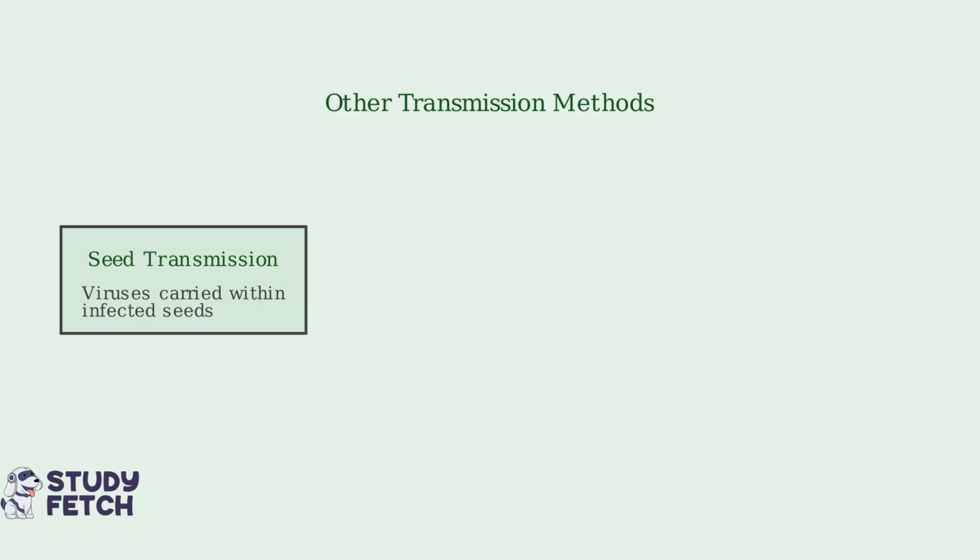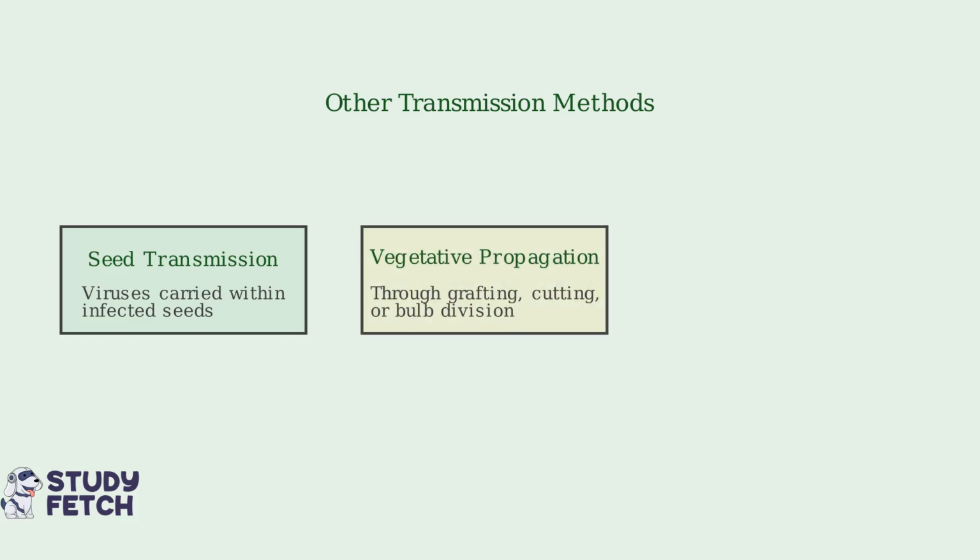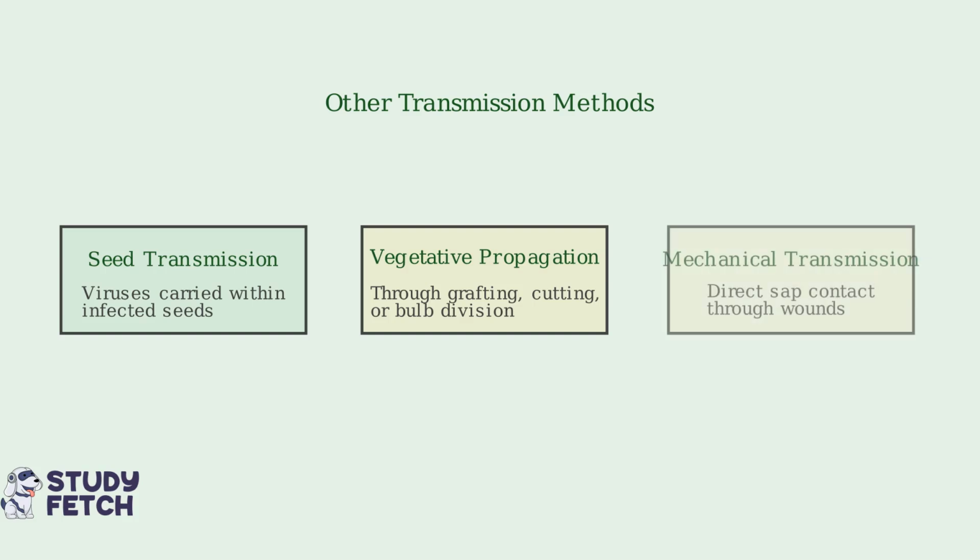Plant viruses can also spread through other methods, including seed transmission, vegetative propagation, and mechanical transmission. Seed transmission occurs when viruses are carried within infected seeds to the next generation of plants. Vegetative propagation spreads viruses through grafting, cutting, or division of infected plant materials. Mechanical transmission happens when virus-containing sap from infected plants enters wounds in healthy plants.